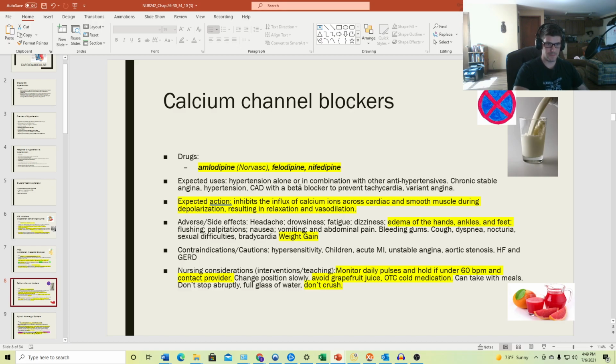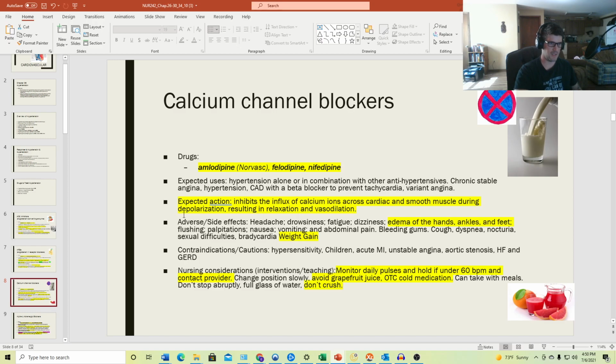Again, hypertension alone or in combination with other antihypertensive, chronic stable angina, hypertension, catecholamine beta blocker, to prevent tachycardia and variant angina. So calcium channel blockers also work in slowing down the heart with the way that calcium is used in those muscle cells. So think about that as an alternative effect. Not that you really need it right now. We'll see when we get the test review.